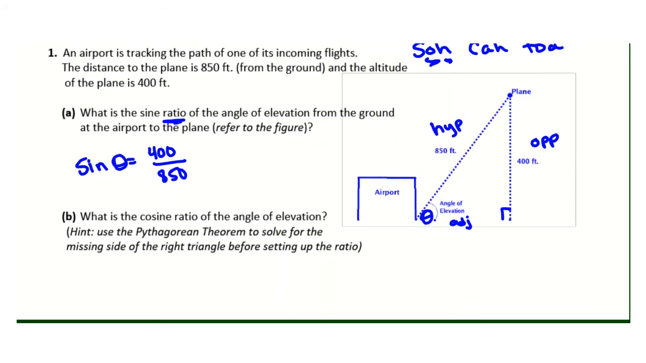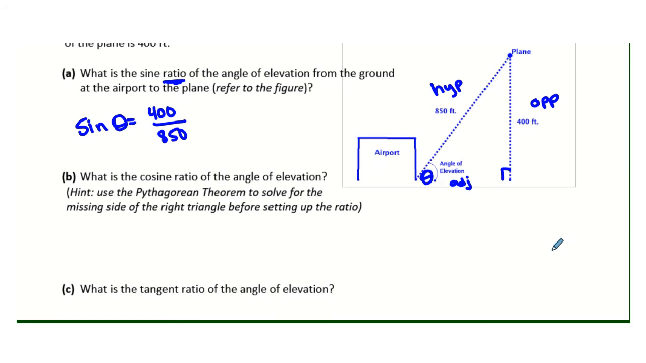So if we look at part B, it says, what is the cosine ratio of the angle of elevation? Hint, use the Pythagorean theorem to solve for the missing side length right before setting up the ratio. So cosine of theta is going to be adjacent over the hypotenuse, right? Well, we know the hypotenuse is 850. We don't know the adjacent side. That's why it's telling us to use the Pythagorean theorem.